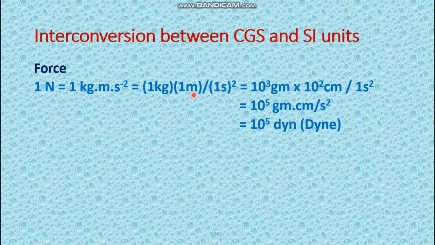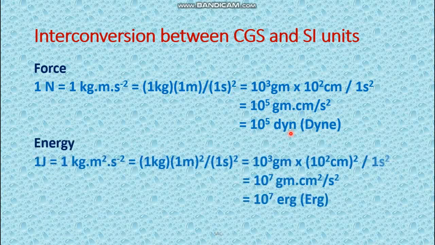Instead of 1 meter, you have to put 100 centimeter. And second remains unchanged because it is common in both conventions. So the result is 10 to the power 5 dyne. Dyne is the name of the CGS unit of force, and dyn, small letter, is the symbol of the CGS unit of force. Next parameter is energy or work.